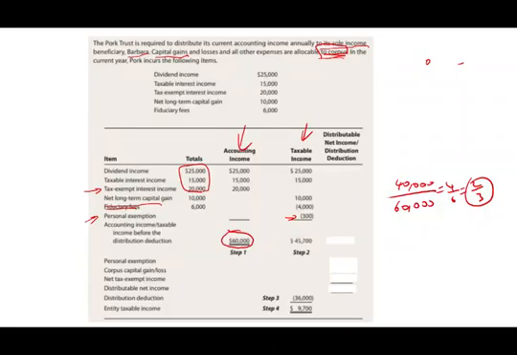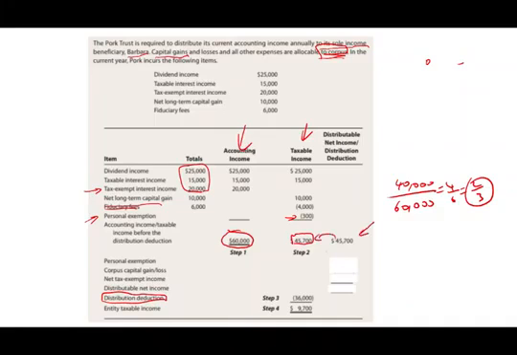Your taxable income is $45,700, but listen to me. It's $45,700 before the distribution deduction. So we did not take the distribution deduction yet, because first we have to find DNI. So how do we find DNI? We're going to start with our taxable income before the distribution deduction. So it's $45,700, which is this number here.